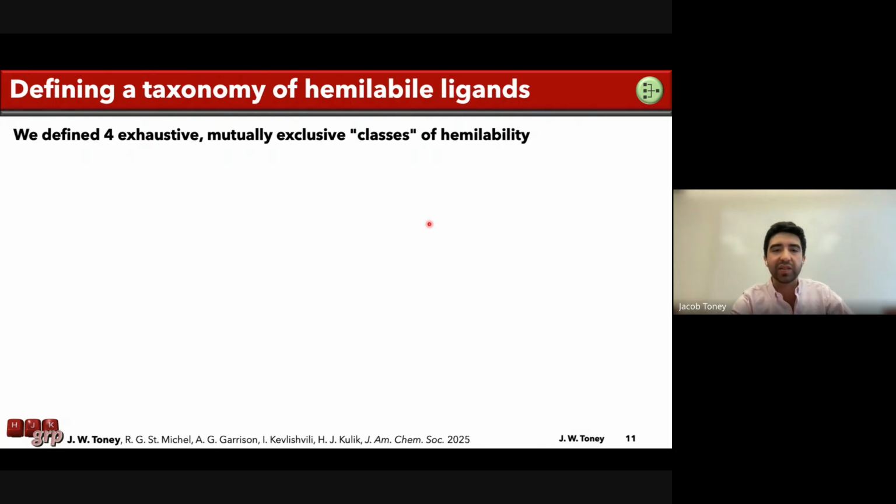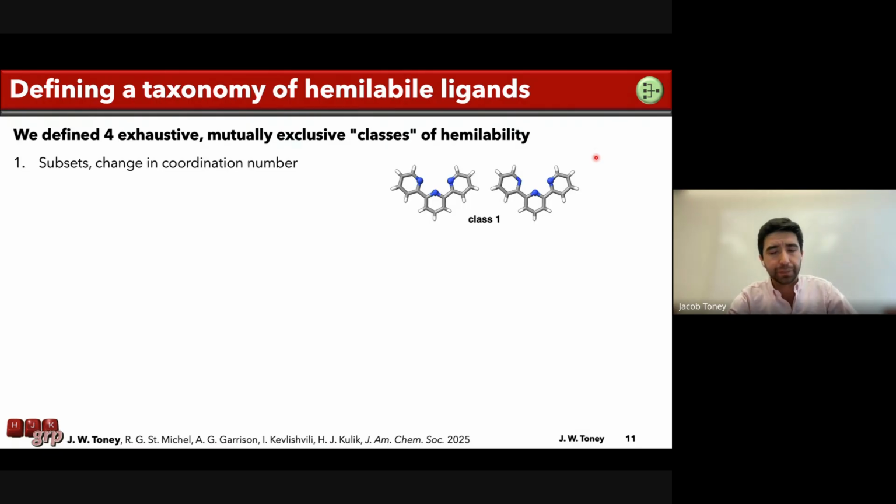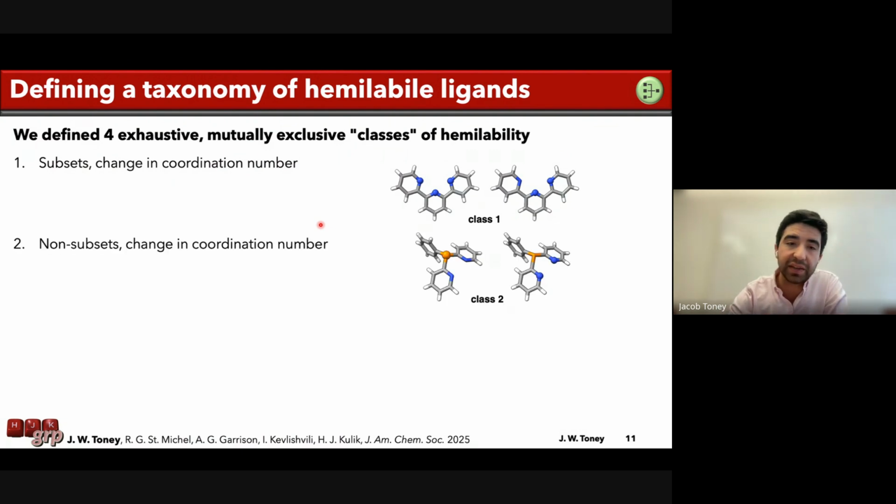So there are 4 exhaustive and mutually exclusive classes of how a ligand can be hemilabile. The first one I already showed you, it's represented by terpyridine. It's basically that the 2 coordination modes are subsets of one another. These 2 atoms that are bound here are a subset of these 3 atoms, but there's a net change in the coordination mode. We go from 3 to 2. Another possibility is that the atoms are not subsets. So we start with this phosphorus and end up with these 2 nitrogens, but there is still a net change of the coordination number. So it's a high density to low density transition.